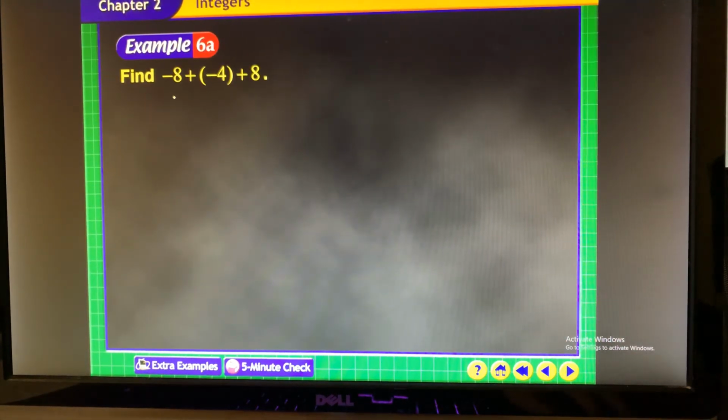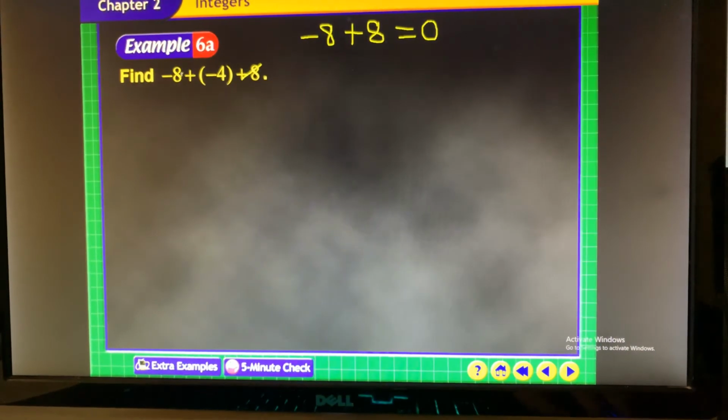Same process here. You should group things together. One of the things that you should be familiar with is, like, if you had negative 8 plus 8, do you understand that those are opposites and additive inverses of each other, and they make 0, right? Because if I go to the left 8, then I turn around and come back 8, I'm back at where I started, which is 0. So I know this is going to cancel this, and your answer is negative 4.